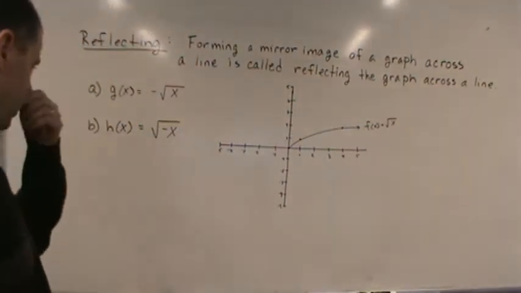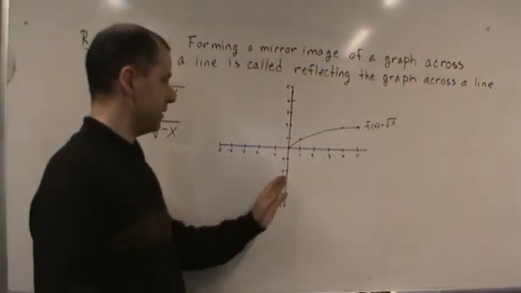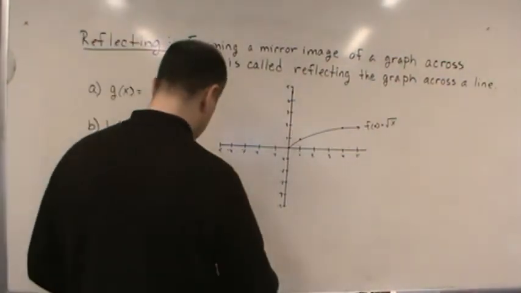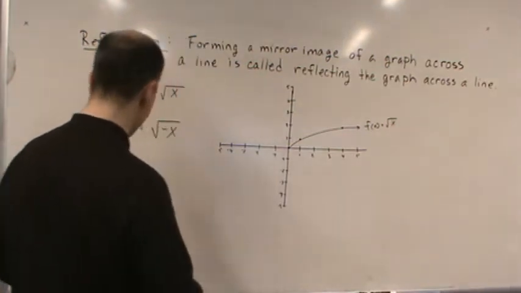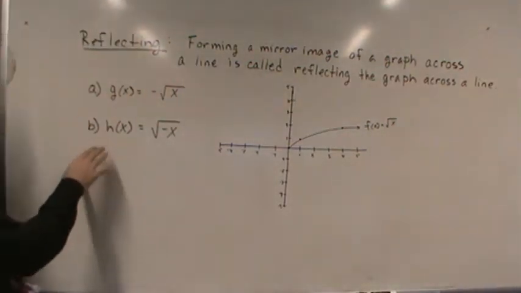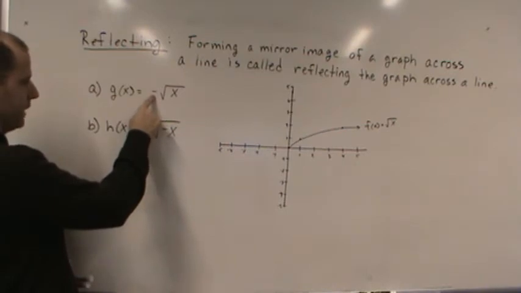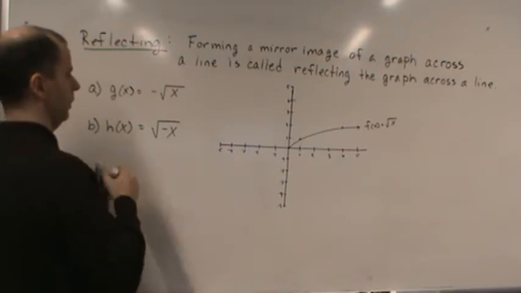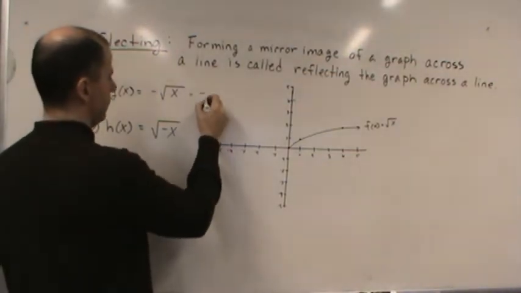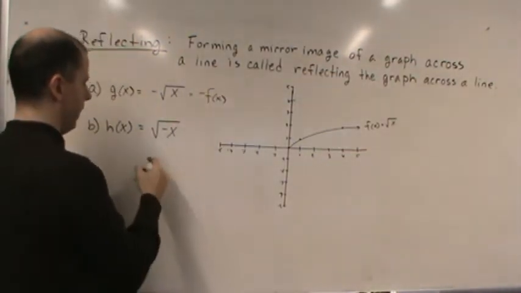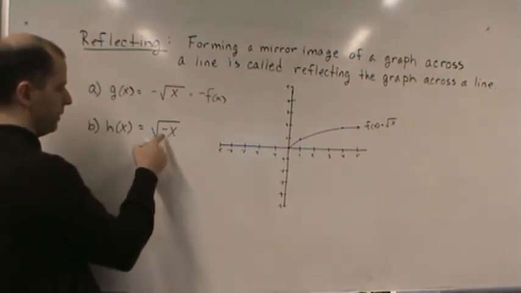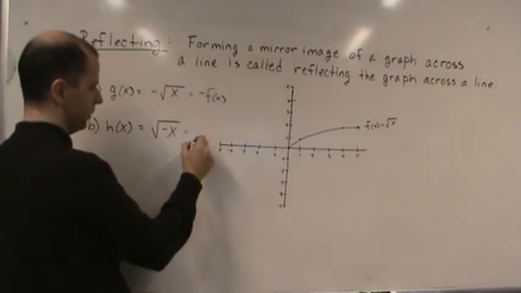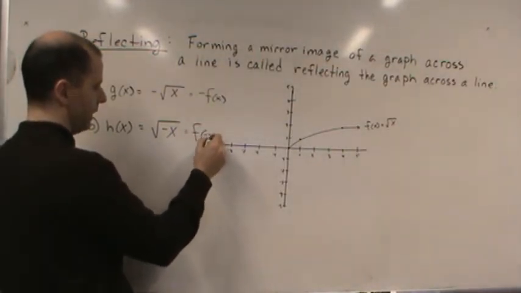Here's one of our basic functions, the square root function, f of x. And what I'm going to do is plot g of x and h of x. In g of x, I have a negative, so I'm taking the negative of f of x. Let me write that down. So this is negative f of x. In this one, I'm multiplying the negative 1 times the x value, so this is inside the function. So this would be f of negative x.